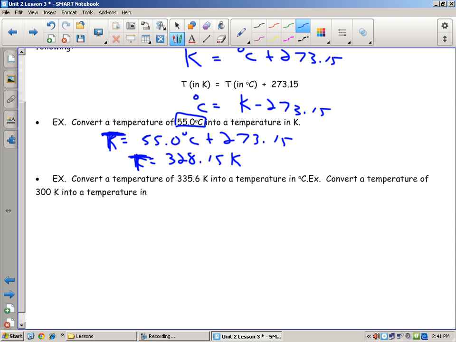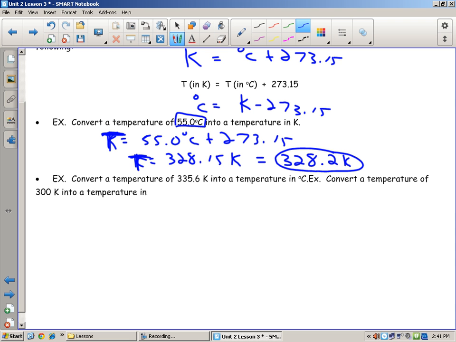Adding and subtracting goes based on what? Remember? Decimal places. So fewest decimal places. This one's got one decimal place. This one's got two. So we really should only have one decimal place in our answer. After I add this up, I should round it accordingly to one decimal place: 328.2 Kelvin. This would be my final answer for that.